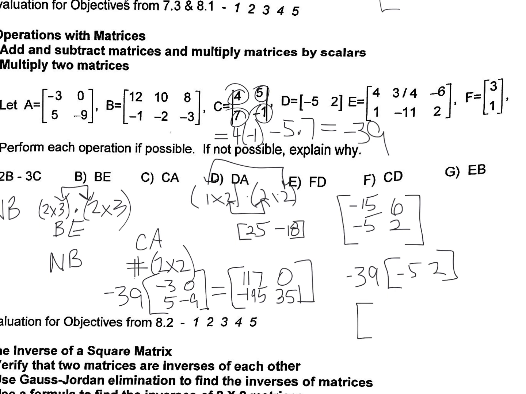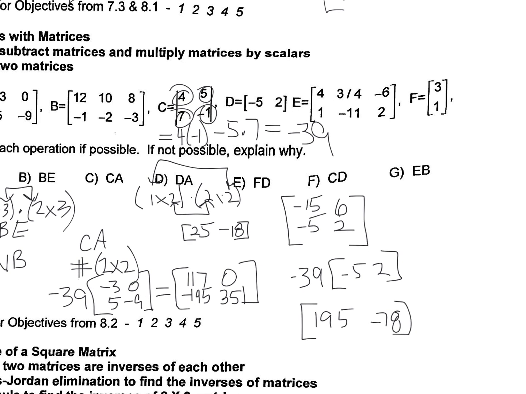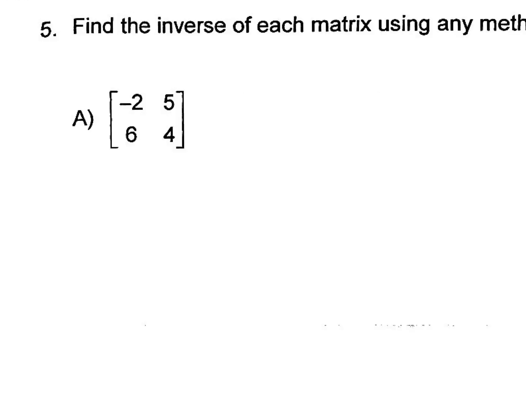That is going to give us negative 39 times negative 5 is 195, and negative 39 times 2 is negative 78. Last one is E times B. We'll go ahead and write this out. E is a 2 by 3. B is a 2 by 3, and therefore that is not possible as well.